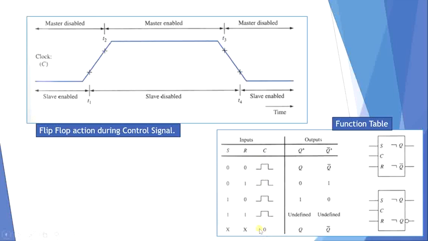When the clock is equal to 0, or I can say when the clock is not applied, then no matter what the condition of the inputs S and R, the output will remain at Q and Q bar. And here you can see the logic symbol of the SR flip-flop, specified as Q and Q bar, where Q bar can also be written in terms of a bubble.